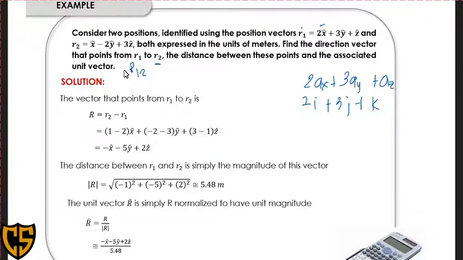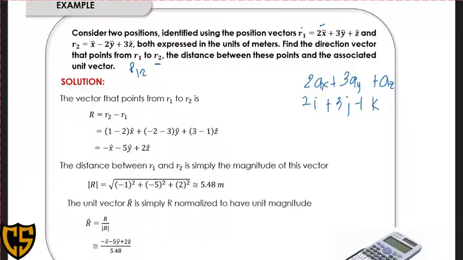Next, we will find the distance between these points, between R1 and R2. It is simple, we just find the magnitude. Third, we will find the unit vector that goes with the vector that we will get.